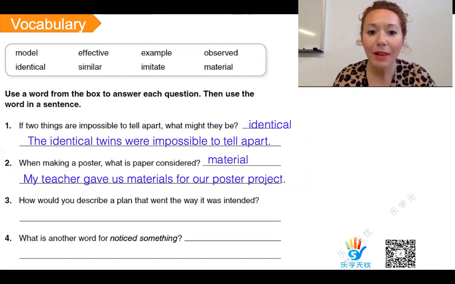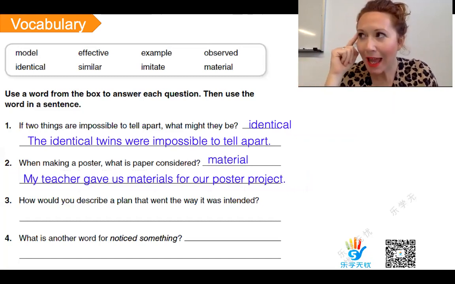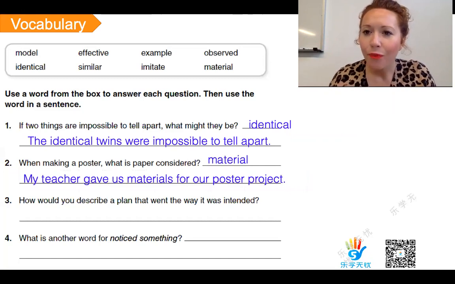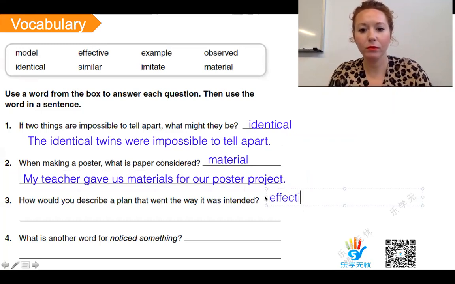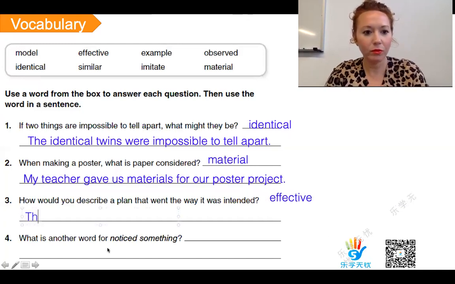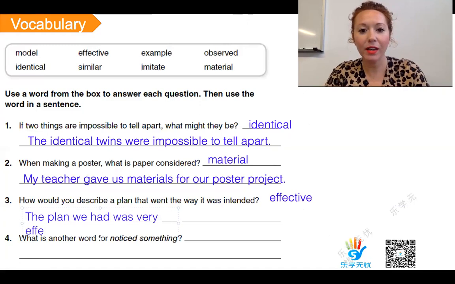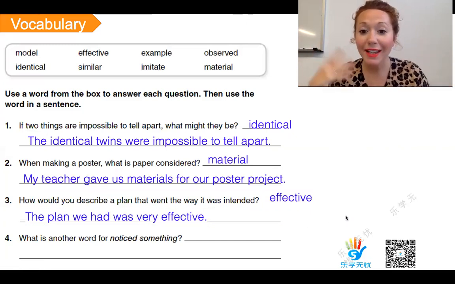How would you describe a plan that went the way it was intended? So if something worked, you had a plan and the plan worked out, how could we describe that? Effective, very good. Okay, so we could say, the plan we had was very effective. Okay, so this could describe the plan. The plan was effective.